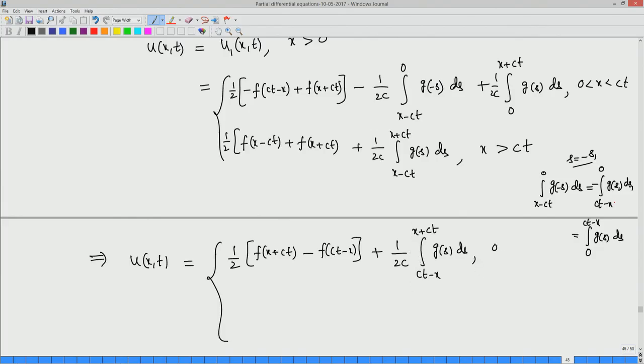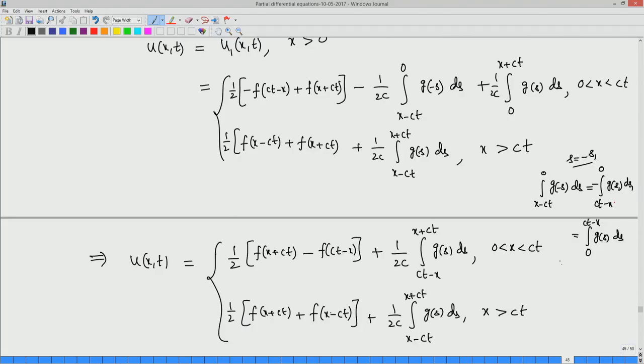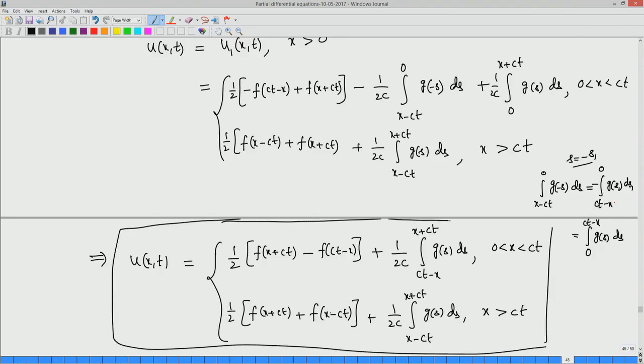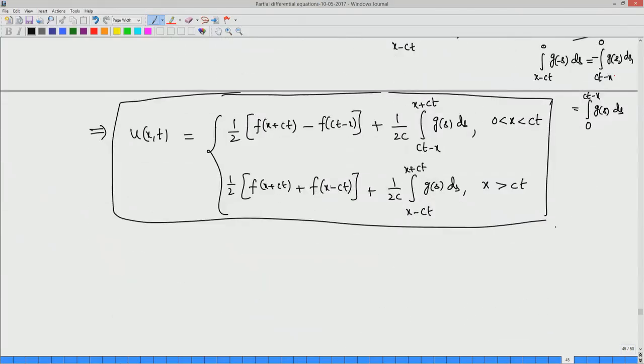So, this is what you have for x less than Ct; otherwise, half of f of x plus Ct plus f of x minus Ct plus 1 by 2c times the integral from x minus Ct to x plus Ct of g of s ds for x greater than Ct. So, this is your general solution, not the general solution, this is the solution of the initial boundary value problem in the semi infinite domain x positive. This is the required solution.